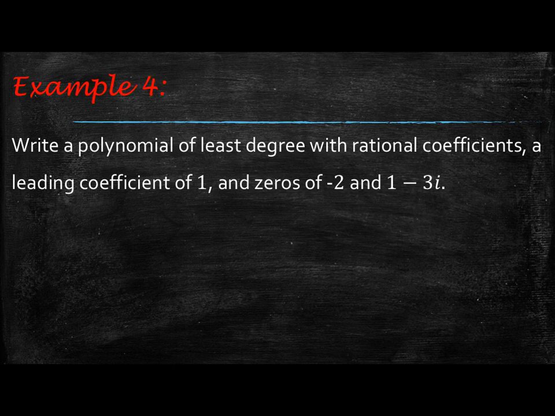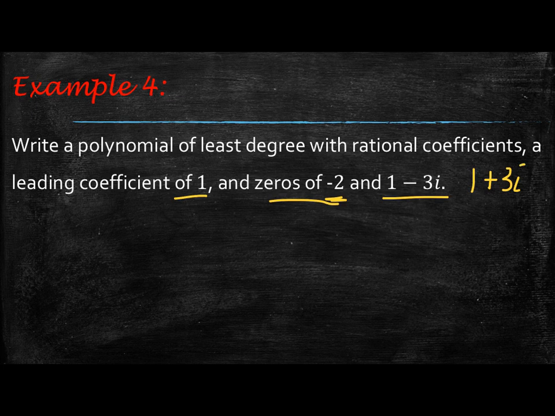Alright, this last example is written a little bit different. It says write a polynomial of least degree with rational coefficients, a leading coefficient of 1, and zeros of negative 2 and 1 minus 3i. Now the first thing that I recognize is that 1 minus 3i is also going to have its complex conjugate, which is 1 plus 3i, as a solution, or as a 0.